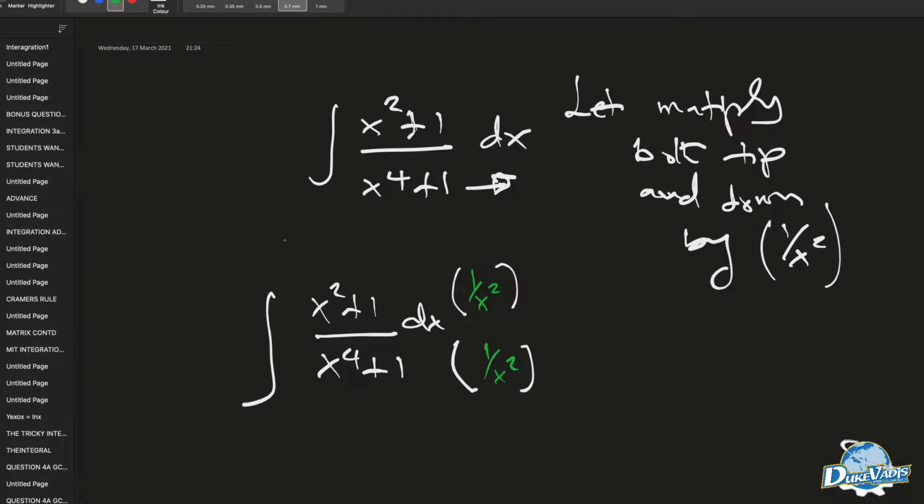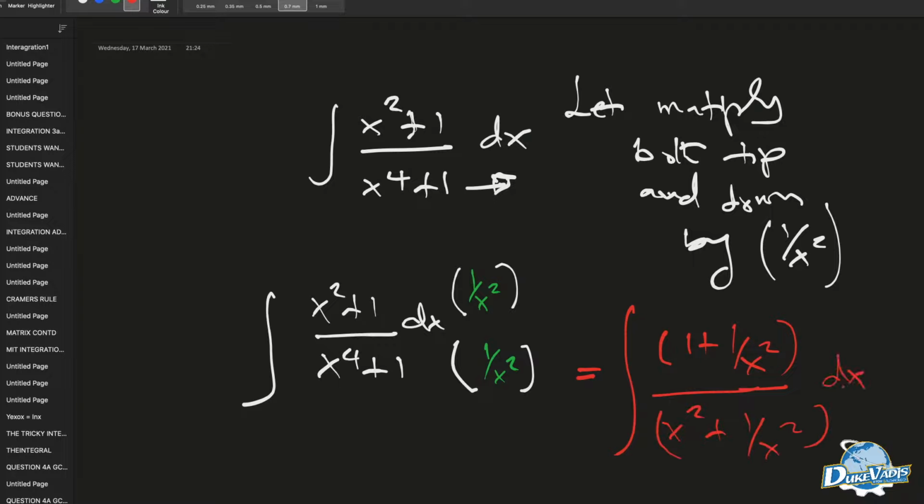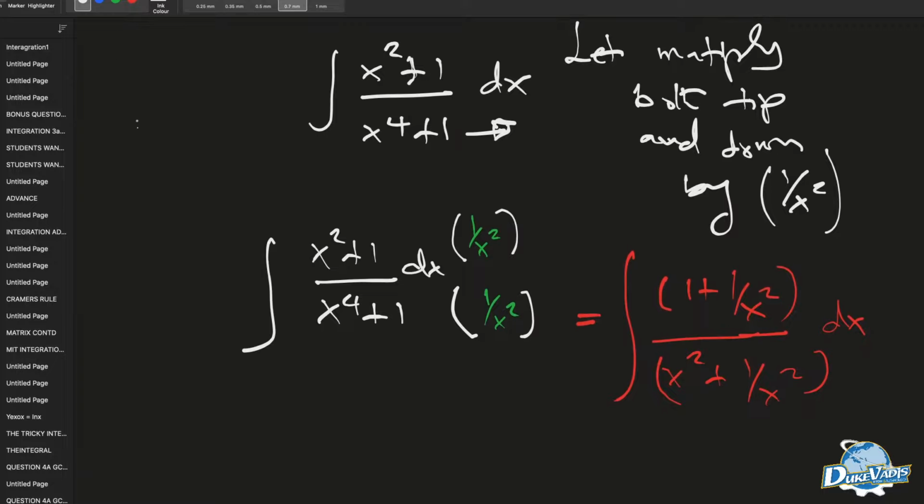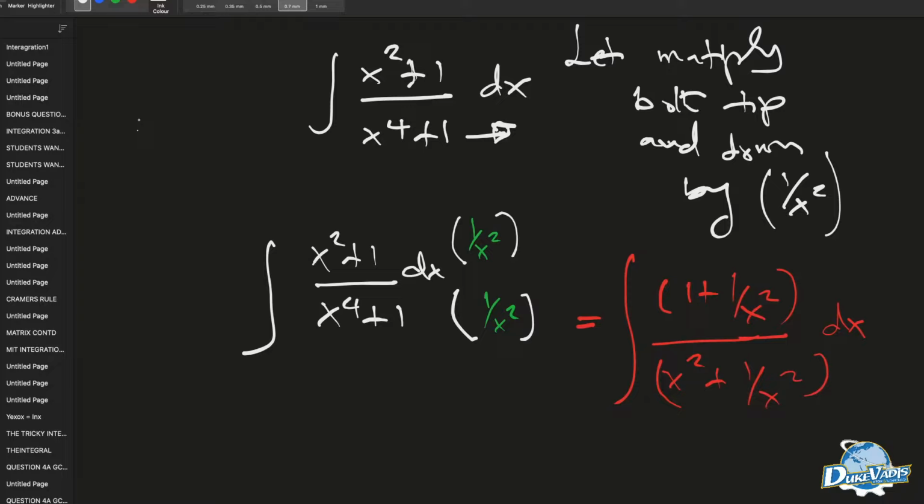If that becomes the case, then this integral will be 1 plus 1 over x squared all over x squared plus 1 over x squared dx. Well, that is organized.